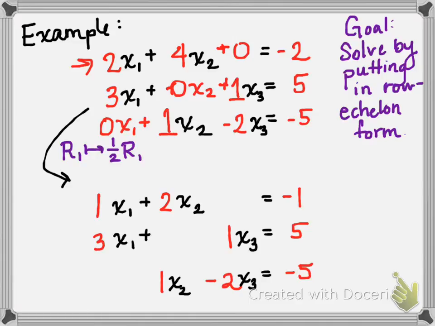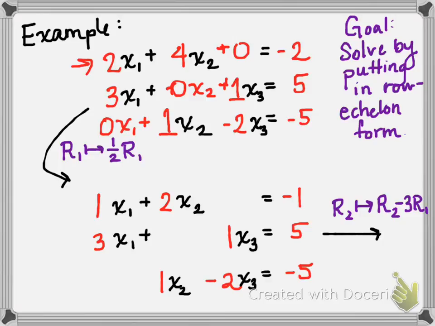So now I've got a leading 1 in my first row, and now my goal is to get a leading 1 in my second row. Right now, to get a leading 1 in my second row, I can either interchange the second row and the third row, or I can take row 2 and subtract 3 times row 1 from it. I'm going to go ahead and do that second operation. I'm going to replace row 2 with row 2 minus 3 row 1.